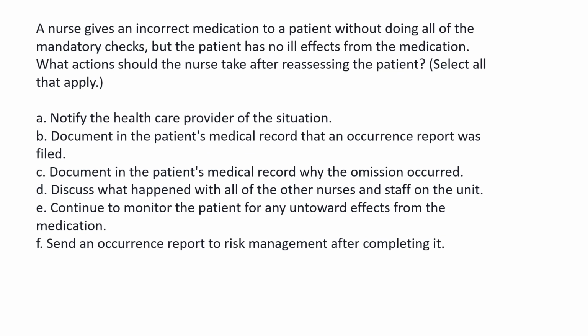A nurse gives an incorrect medication to a patient without doing all of the mandatory checks, but the patient has no ill effects from the medication. What actions should the nurse take after reassessing the patient? Select all that apply. A. Notify the health care provider of the situation. B. Document in the patient's medical record that an occurrence report was filed. C. Document in the patient's medical record why the omission occurred. D. Discuss what happened with all of the other nurses and staff on the unit. E. Continue to monitor the patient for any untoward effects from the medication. F. Send an occurrence report to risk management after completing it.